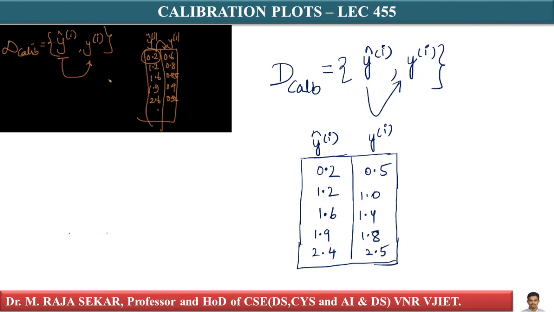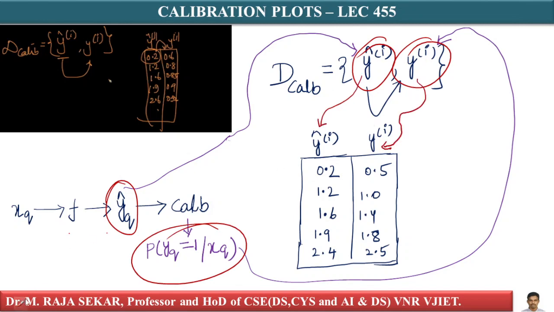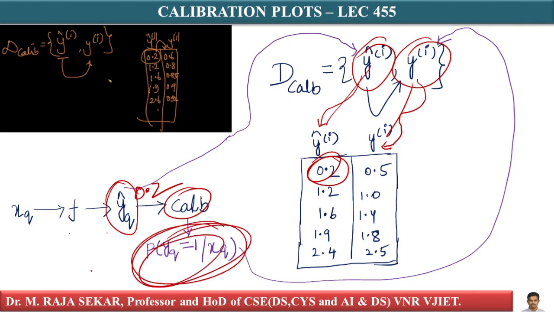You are given two variables, isn't it? Your model takes xq and returns yq. On top of it, you are building a calibration model to predict your probability value, isn't it? This is similar to this, this is similar to this, this is similar to this. Actually there is a mapping, I can say. Your calibration is basically taking this number 0.2 and generating an output.